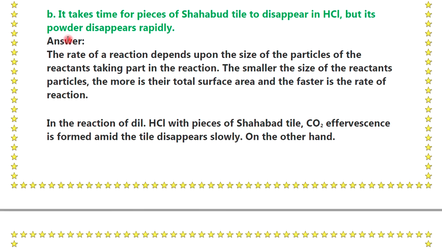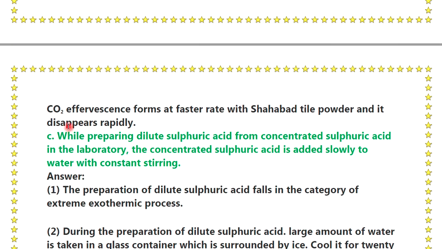B point: it takes time for a piece of Shahabad tile to disappear in HCl, but its powder disappears rapidly. Answer: the rate of reaction depends upon the size of the particles of the reactant taking part in the reaction. The smaller the size of the reactant particles, the more is their total surface area and the faster is the rate of reaction. In the reaction of dilute HCl with pieces of Shahabad tile, CO2 is formed and the tile disappears slowly. On the other hand, CO2 is formed at a faster rate with the Shahabad tile powder and it disappears rapidly.